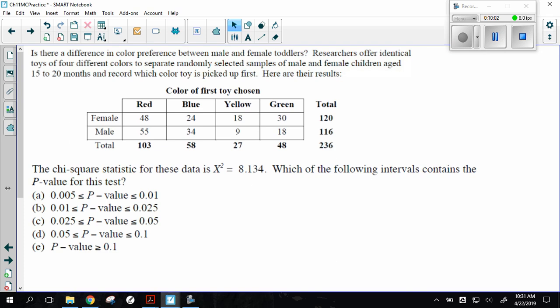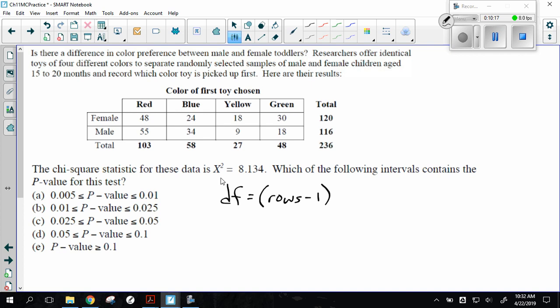at the problem, how do we determine our degrees of freedom? So for a two-way table, our degrees of freedom is going to be equal to our number of rows minus 1 times our number of columns minus 1. So in this case, that's going to be 2 minus 1 times our number of columns, which is 4 minus 1, which turns out to be 3. So we're going to use 3 degrees of freedom, and we're looking for a chi-square value of 8.134.